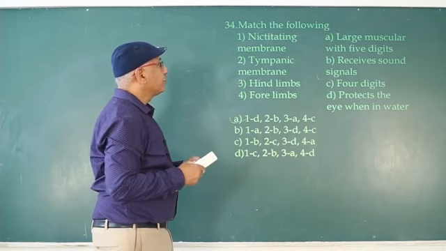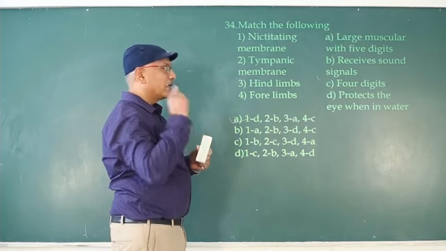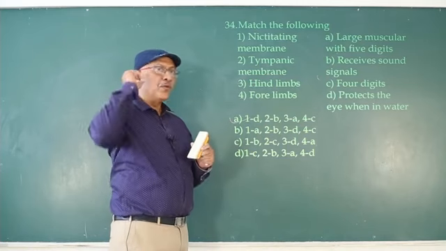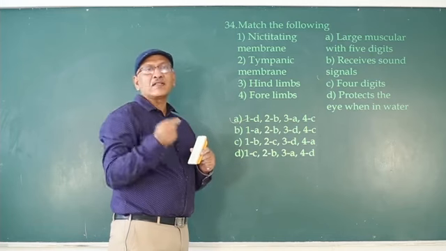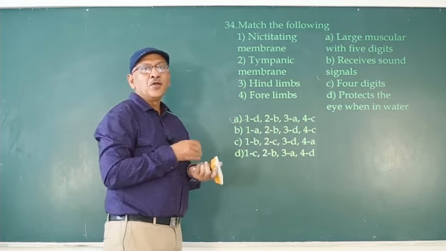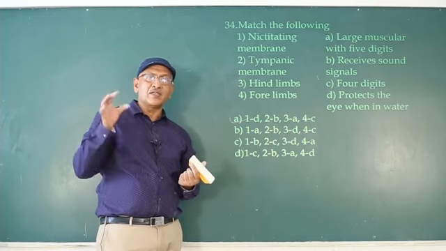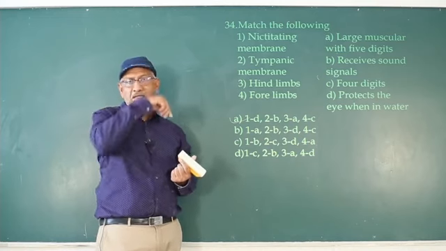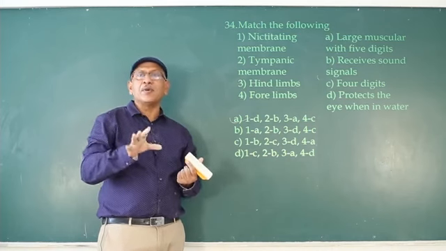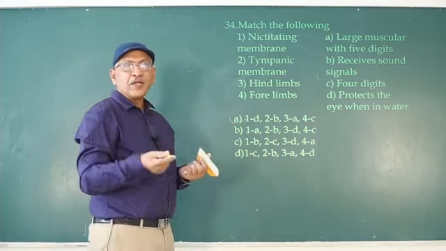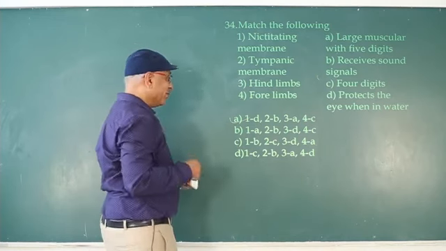Tympanic membrane receives sound signals. You already know, ear pinna is absent, external auditory meatus absent. You already know in mammal, ear pinna, external auditory meatus, tympanum are the parts of external ear. In frog, the external ear is represented by tympanum only. So pinna absent, external auditory meatus also absent.